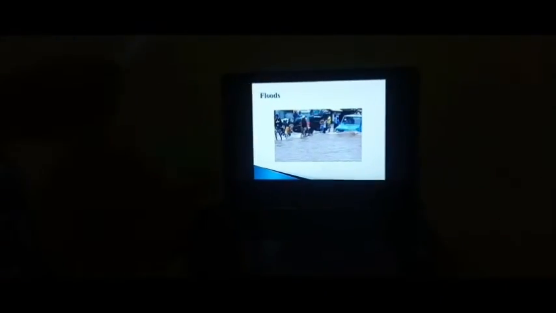So the first natural disaster, floods, is caused by humans. So why? Because humans often throw trash anywhere. So the solution for this natural disaster is you have to throw the trash in the trash can, and you should not throw it anywhere that you want, so it can cause floods.